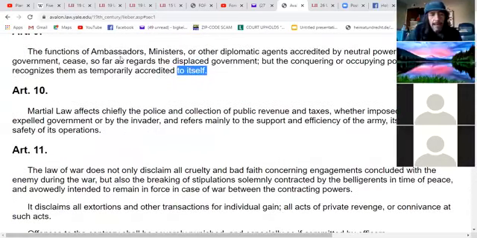So anyway, the functions of ambassadors, ministers, not administrators, but ambassadors, not councils, not lawyers, ambassadors, ministers, or other diplomatic agents accredited by neutral powers, not the United States itself, but by neutral powers. And this is where we talk about the International Court of Trade. Everything through their merchant law under admiralty is under international law. And we're talking about international trade law. So the proper forum or venue would be the International Court of Trade.